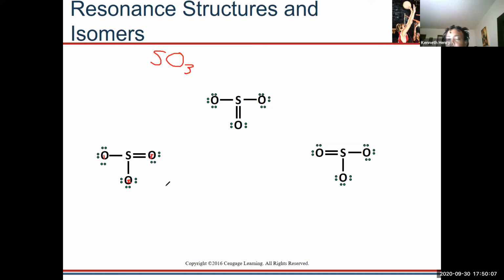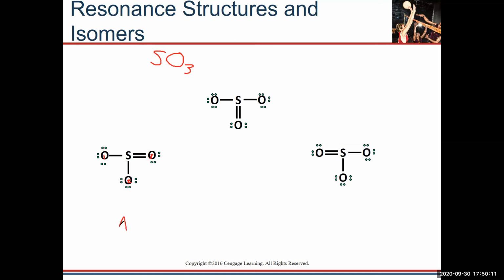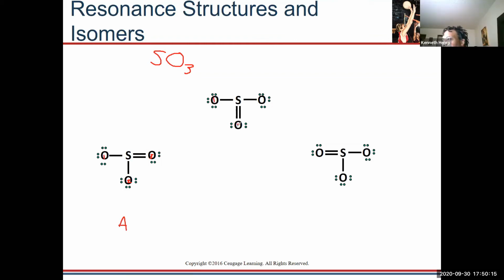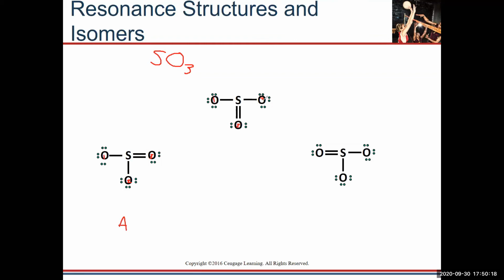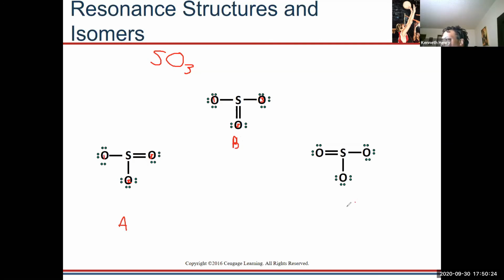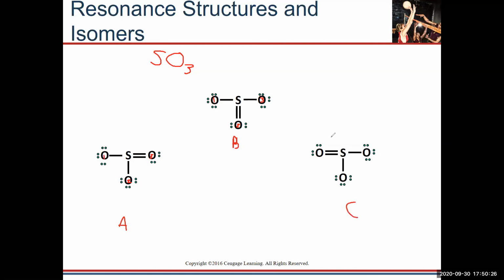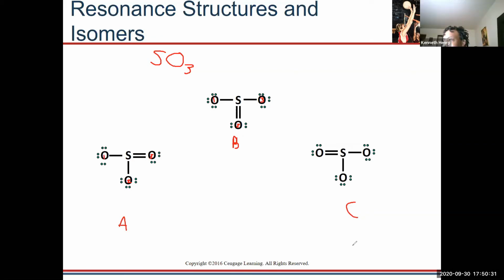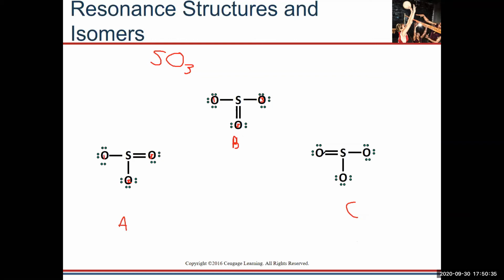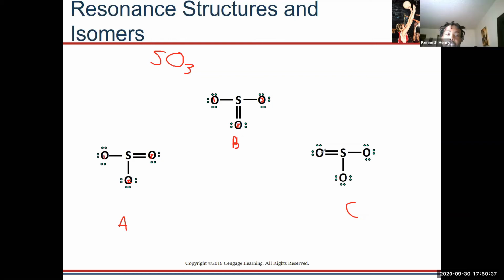The double bond is located where? In A, the third oxygen. And then here, the second. And then in C, oh, it's ABC. I'm just saying ABC, just to make it easy for us. Where is the double bond located? The first one. On the first one. So this is an example of a resonance structure.